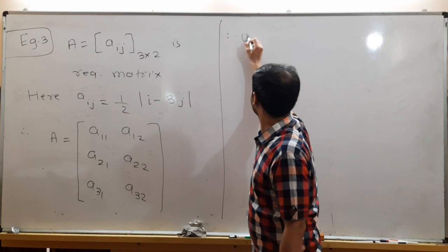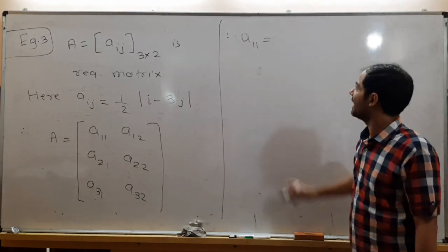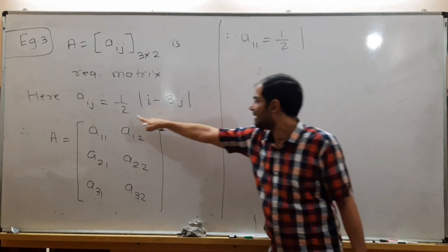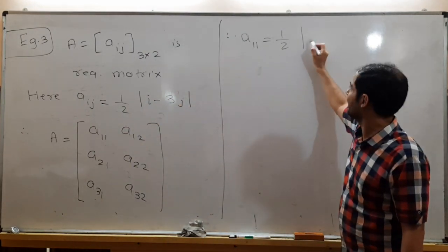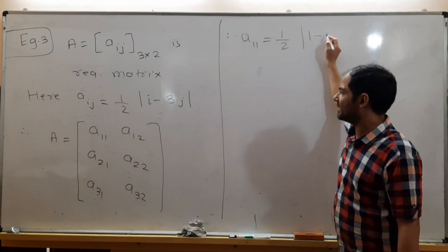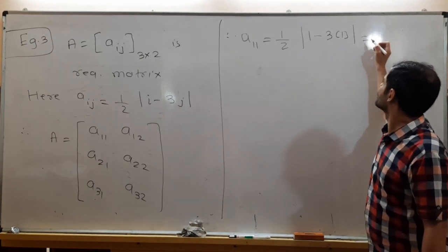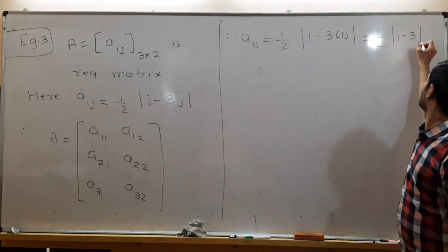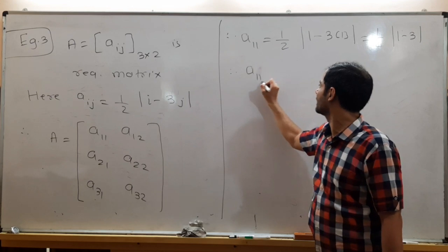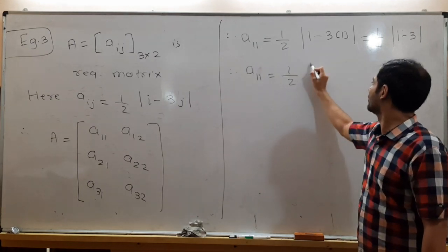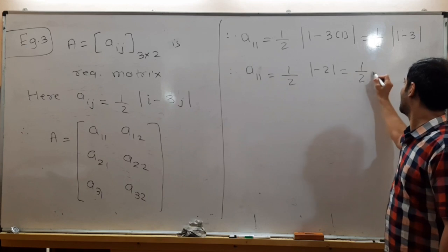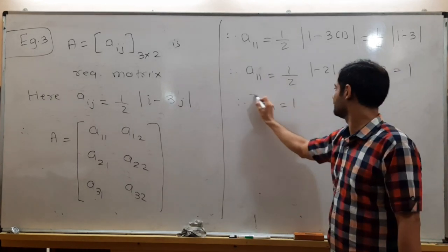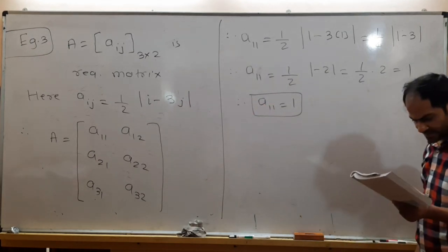So first of all, let me calculate A11. So what is the formula? Half into mod of, what is the value of I over here? I is 1 and j is 1. So it will be 1 minus 3 into 1. So it will be half into mod of 1 minus 3, which is, okay, so A11 has to be half into mod of minus 2, which is half into 2, which is 1. So A11 will be 1. Well, that's the same answer as in the textbook.